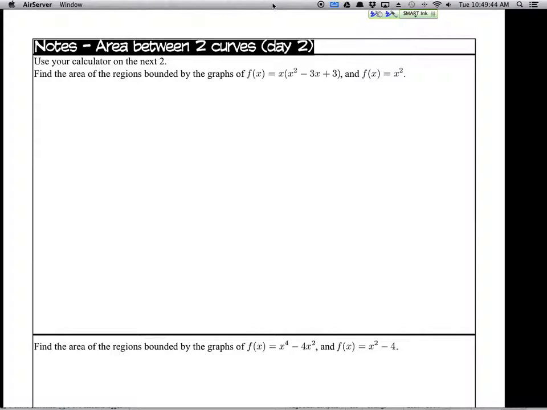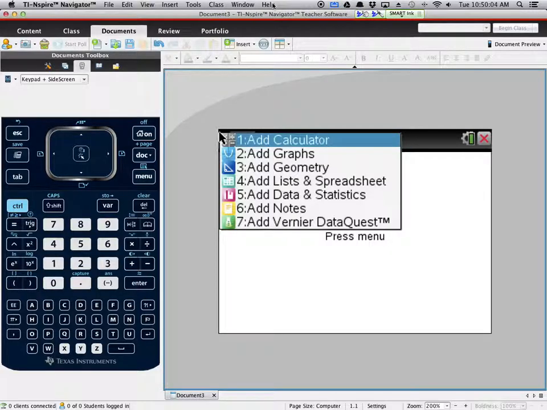Alright, so we're going to use our calculators. It says find the area of the regions bounded by the graphs of f of x equals x times (x squared minus 3x plus 3) and f of x equals x squared. So if I'm going to use my calculator, what do I want to do first? We want to graph both of these. So we're going to add a graph.